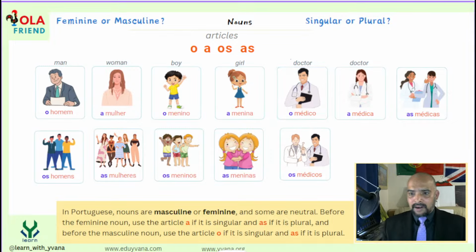So remember, not only people, male or female or kids or whatever, but in Portuguese every object is either feminine or masculine, and some are neutral. We will check it out again, okay? But before this, we have to be very clear on how we use the articles, right? So I hope you all now have a good idea of using articles, right?